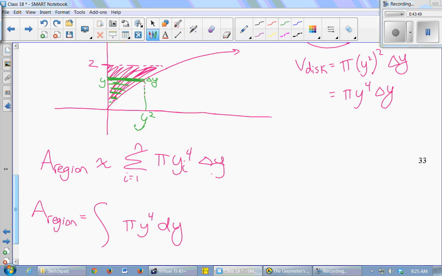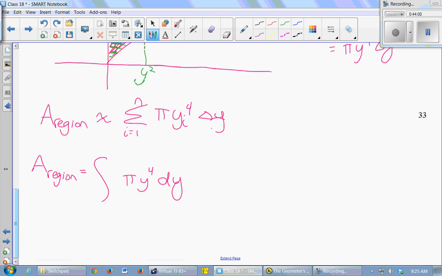And what are my bounds of integration going to be? 0 to 2, because that's where I'm stacking up these cross sections, starting at 0 and going to 2. And they should be y values because everything is in terms of y. So I have pi times y to the 5th over 5, evaluated from 0 to 2, which is 32 pi over 5.